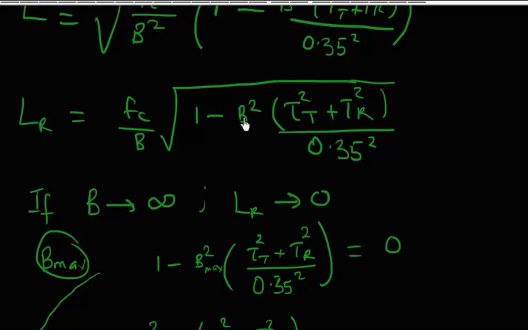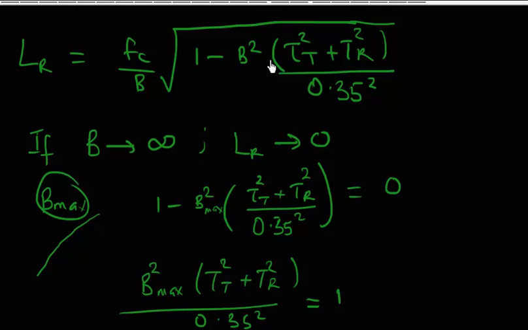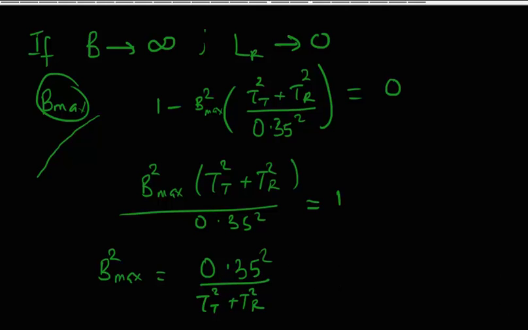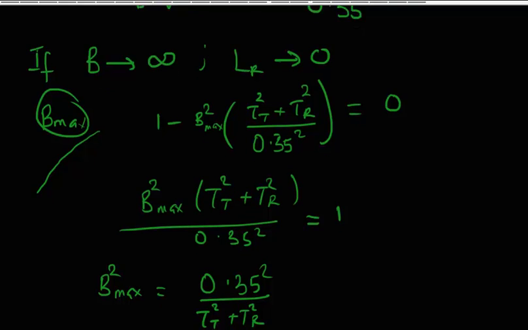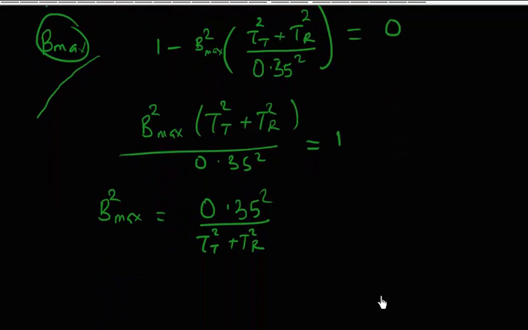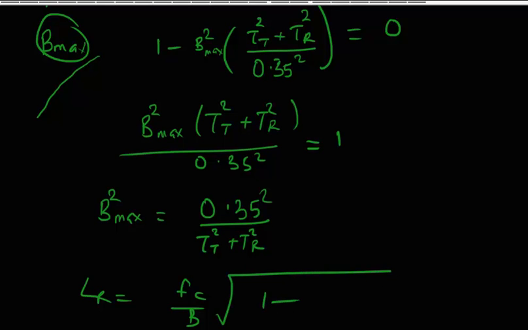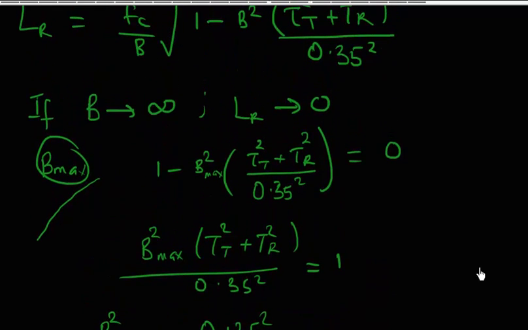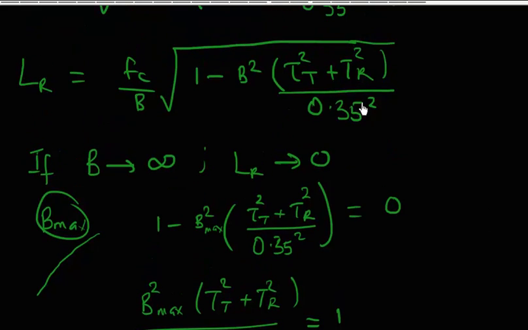So if I bring it back to this formula, you see now. Compare this part with this part. They look the same but turned upside down. Do you see this? So I can write L R as what? F C over B, root 1 minus B square over B max. You agree? This is like the upside down of B max.